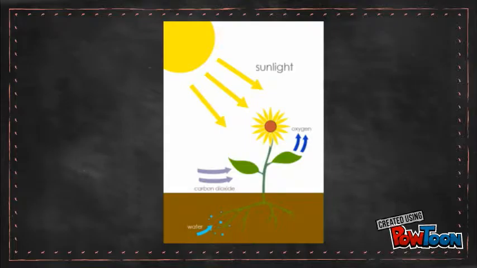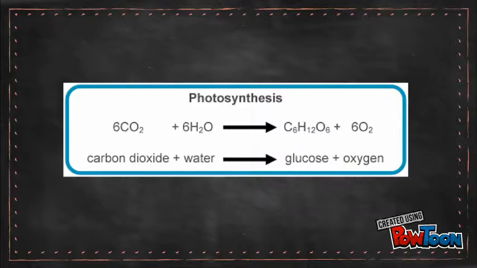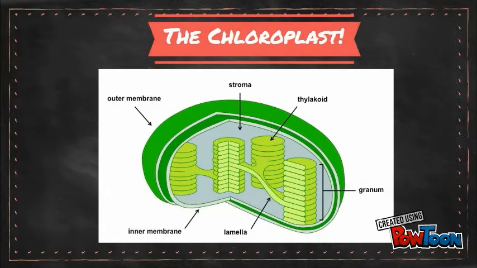The overall reaction for photosynthesis is 6CO2 + 6H2O + light → C6H12O6 + 6O2. Carbon dioxide plus water and light create glucose and oxygen. The 6H2O is oxidized because it loses a hydrogen, and the CO2 is reduced because it gains a hydrogen.